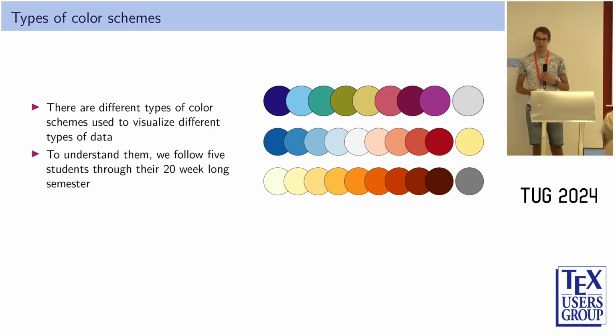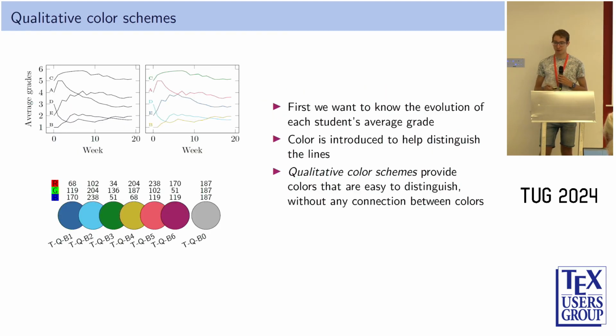And at the end of the semester, their average grade is their final grade that they get for the course. First of all, we might be interested in how the average grade evolves over the course. Here, first of all, you can see a version of this plot where no color is used whatsoever. It's obvious that it's impossible to extract all the information because the lines cross and we don't know which line then goes where.